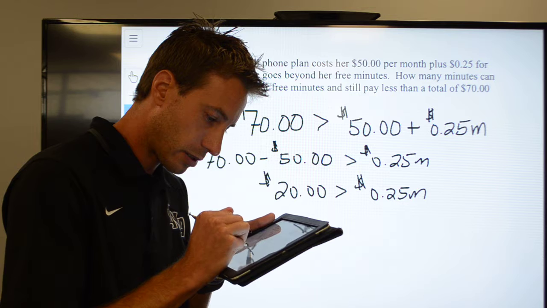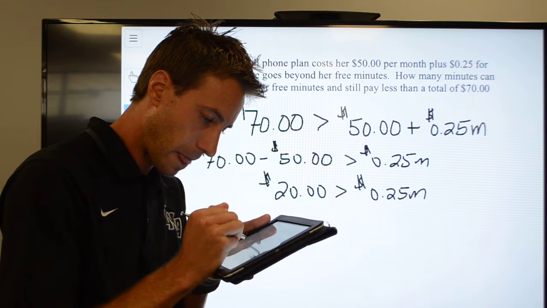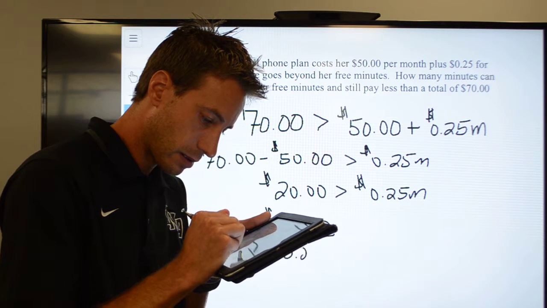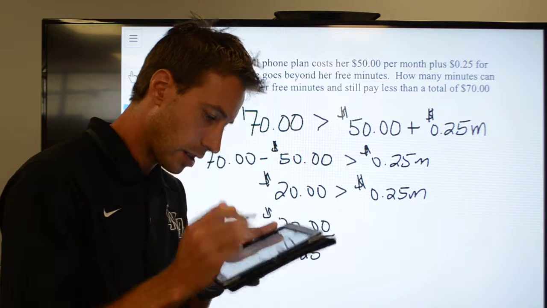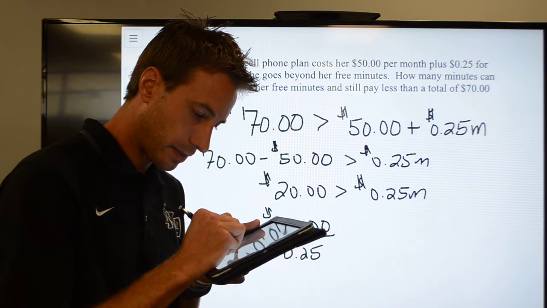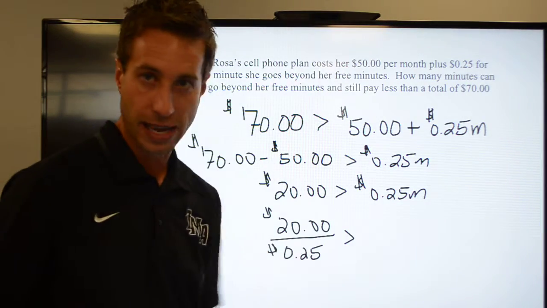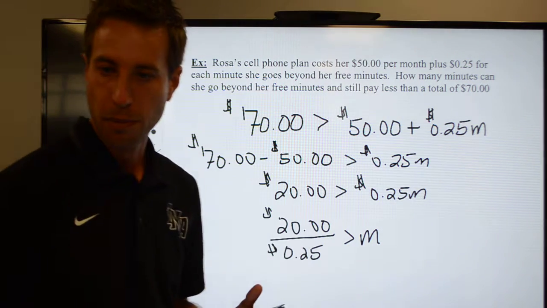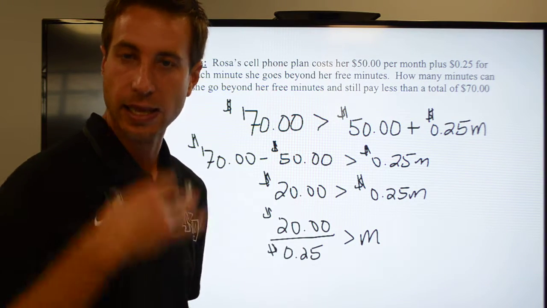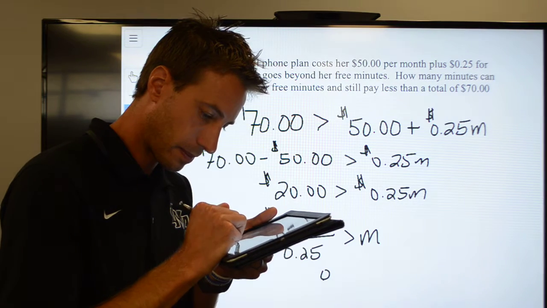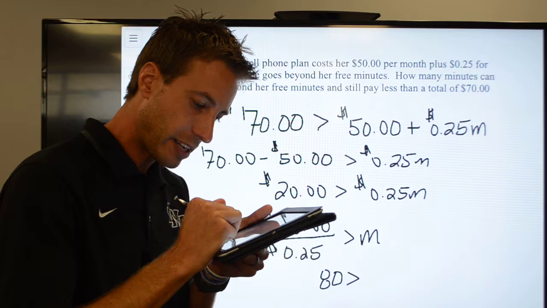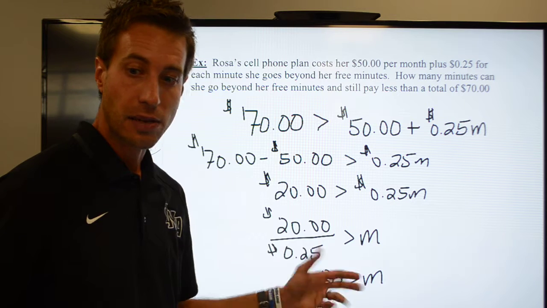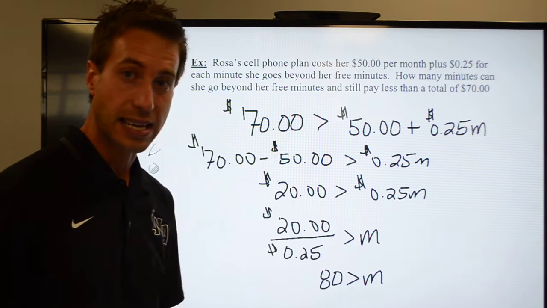So $20 divided by 25 cents. Dollars are going to cancel with dollars. I'm dividing by a positive number, so I don't have to flip the inequality. And so here we go. You take 20 divided by 0.25, and I get 80 minutes. But here's the thing with the inequality: m has to be less than 80 minutes. m is less than 80 minutes.